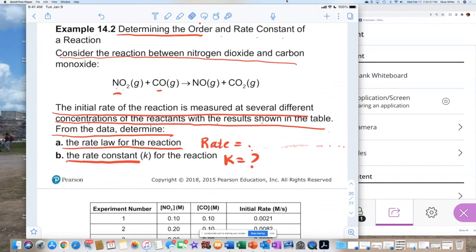Okay, so here's my thing. I'm going to be figuring out the rate law. Let me not be lazy. Since I have two reactants, I'm going to have two reactants in my rate law, right?